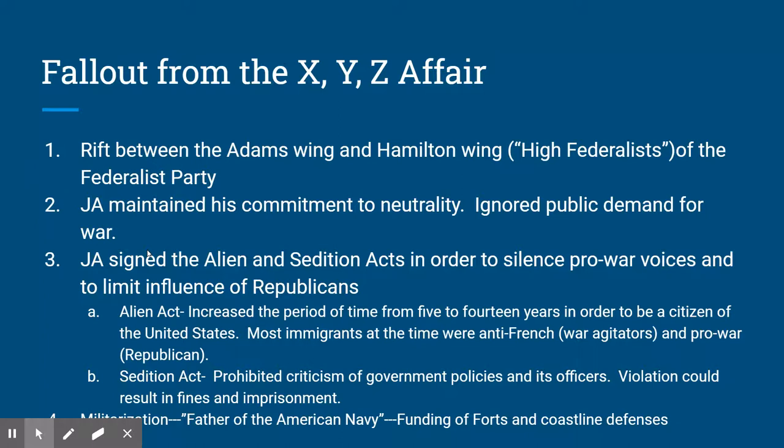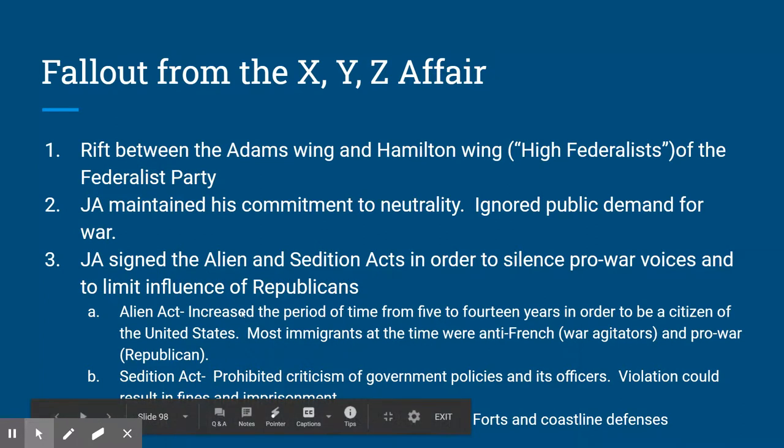The Sedition Act, of course, which is going to be the subject of our debate, prohibited criticism of the government, its policies, and its officers. A violation would result in fines and imprisonment. So the national government began to arrest journalists and newspaper editors who were openly calling for war with France. And again, you could argue that is a major violation of the First Amendment, the free press.